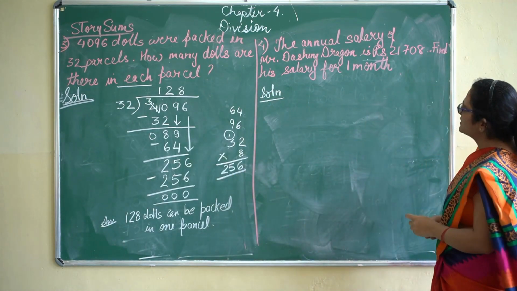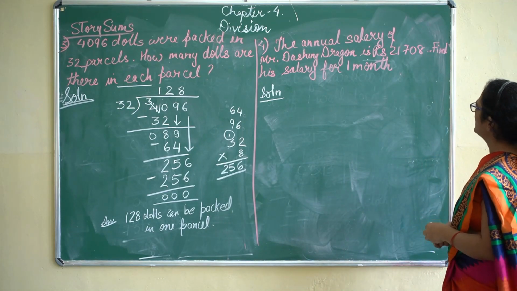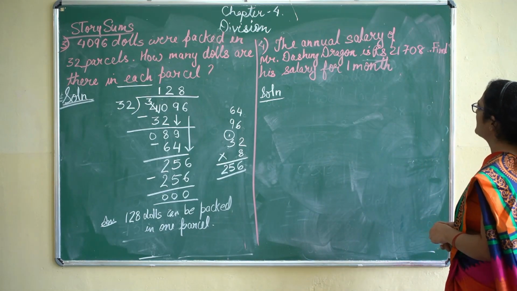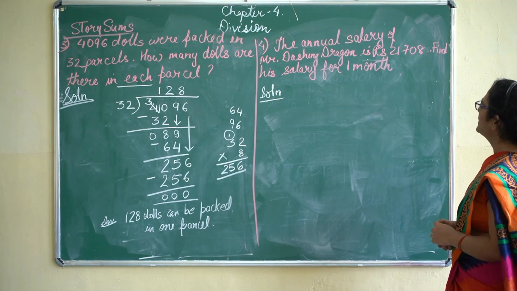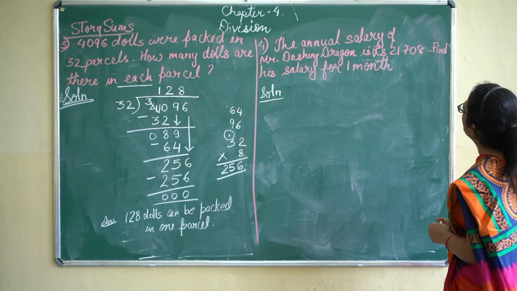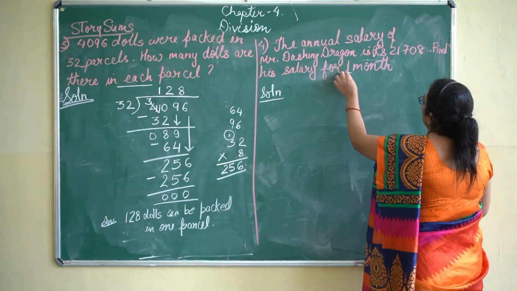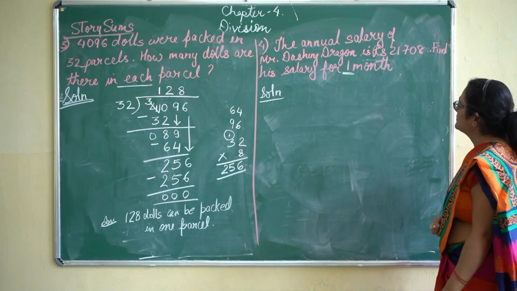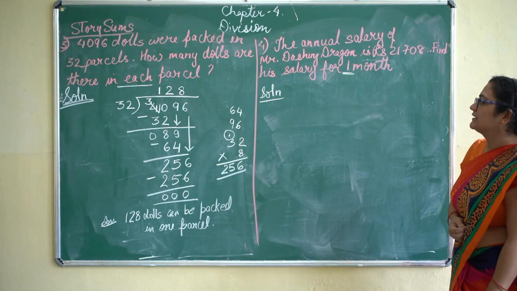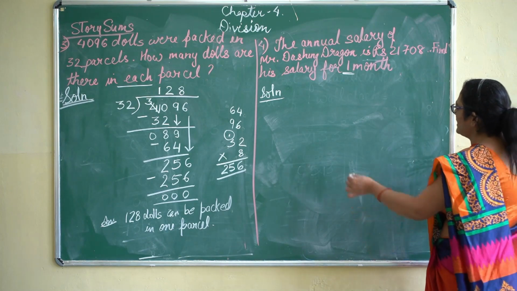The annual salary of Mr. Dashing Dragon is rupees 21,708. Find his salary for 1 month. Again, 1 is given. You have to find for 1 month. For that we have to divide. Okay. How will you divide?